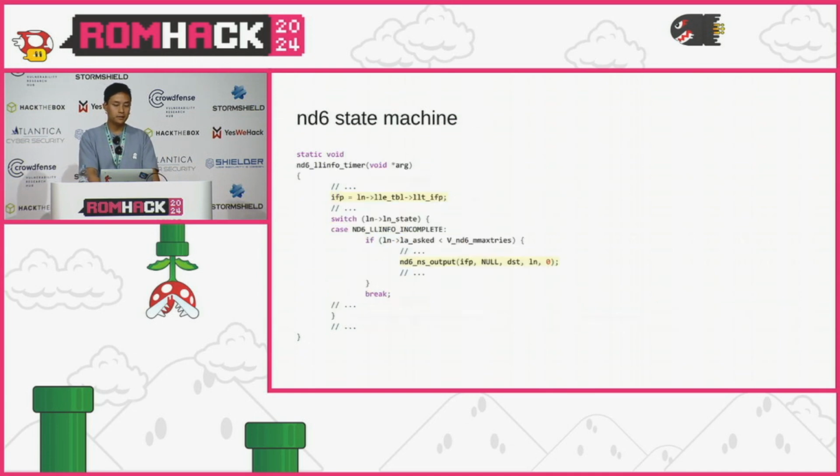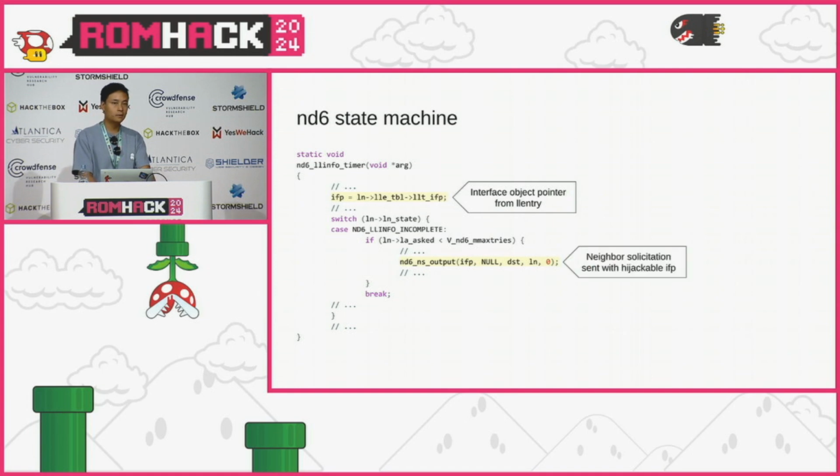And here is how the neighbor discovery state machine looks underneath. As mentioned before, when the state is incomplete, it will send out the neighbor solicitation packets a few times. Here we can see that the interface object pointer is retrieved from the LL entry, and then it is passed to the anti6 NS output function. So because we can corrupt the LL entry, we can also control the interface pointer.